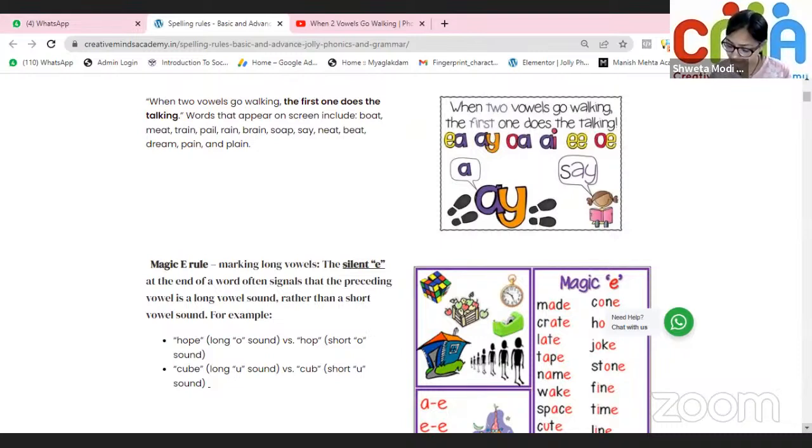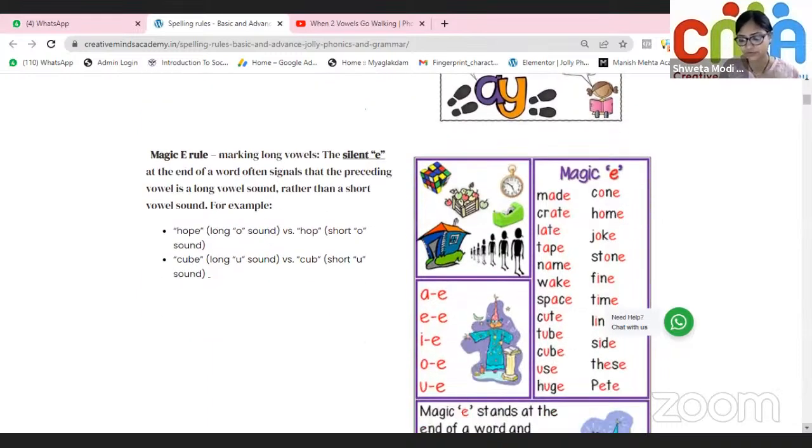Any other query, any other question from anyone who is watching? Okay, please type in the chat box whether I should go ahead with these basic rules or you want me to directly come to the advanced rules. Can you please type it in the chat box? I'll just show the basic rules of Magic E.